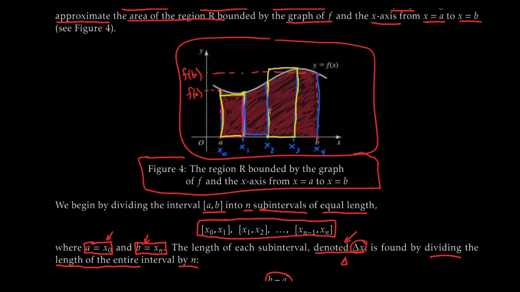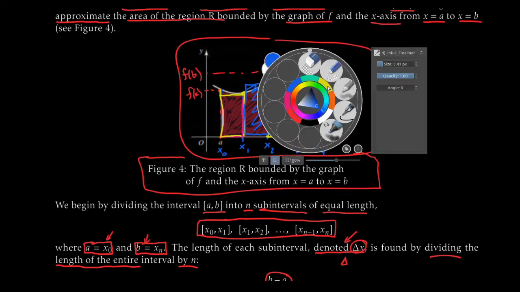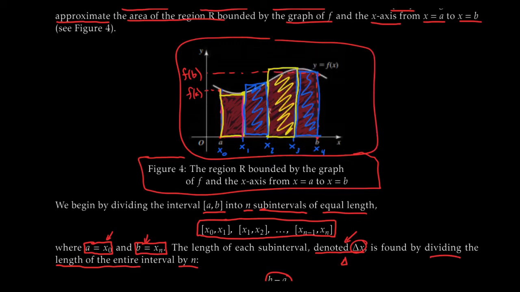So I'll get some boxes like this, and these are some pretty terrible boxes, but you see what I'm saying. We got some boxes, and we could approximate the area under the curve using these guys here, and we get something that's all right. It's not perfect, but it's all right.